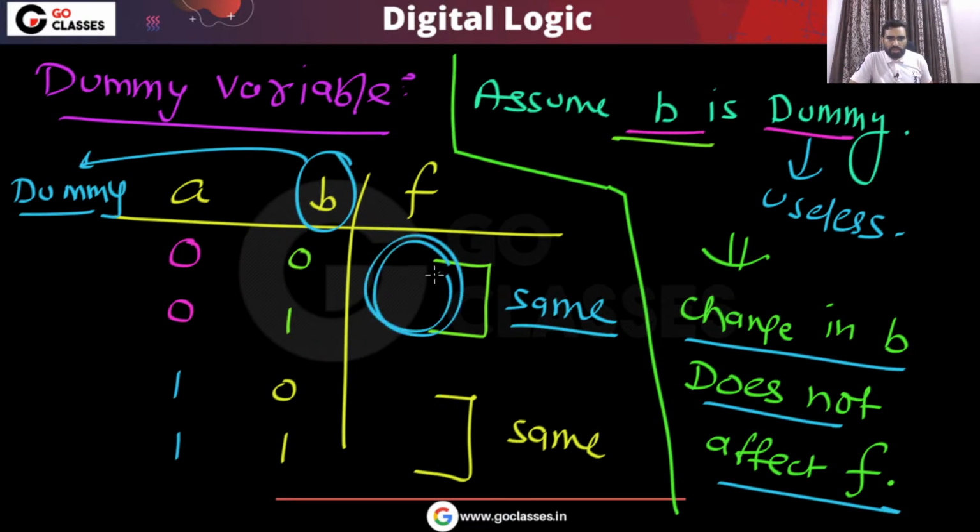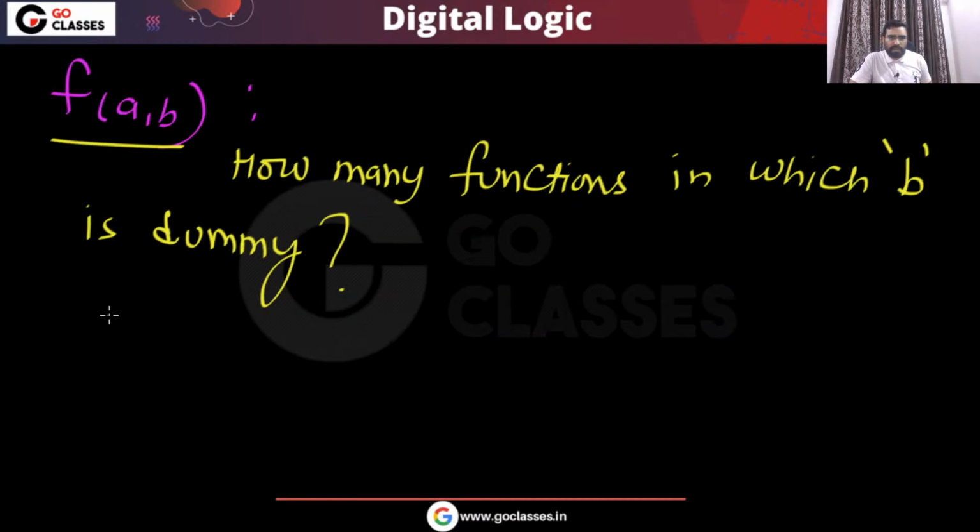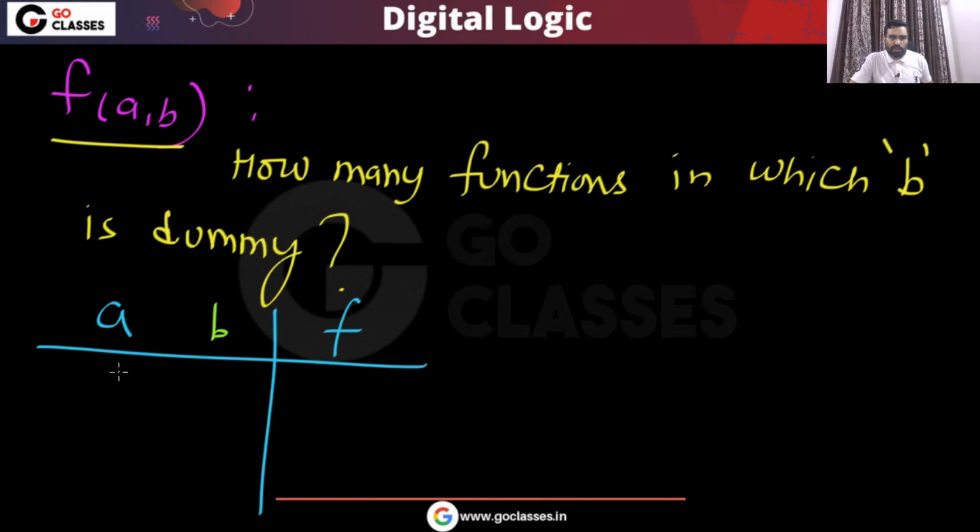So there are two choices here. So the answer will be 4, because b is dummy. Remember, b is dummy, so the answer will be 4. It simply means that it does not matter what b is.